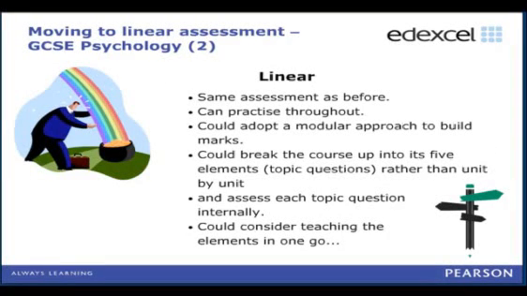Some more ideas about linear, getting to the end. It's the same assessment as before. They can practice all the way through. Maybe a modular approach to building marks would be worth it. Breaking the course perhaps up into its 5 topic questions. There's less importance than doing it unit by unit, except for the exam, which will be separate. So the Unit 1 with the 2 topic questions will be a separate exam still, even though they're both in May or June. Perhaps assess each topic question internally so that the candidates have still got grades to rely on.